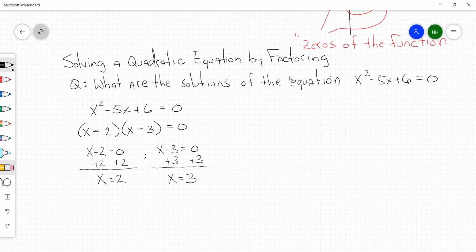So the solutions of the equation x squared minus 5x plus 6 are x equals 2 or x equals 3. Those are your solutions. That parabola would hit the x-axis at 2 and at 3. That makes sense to everybody?